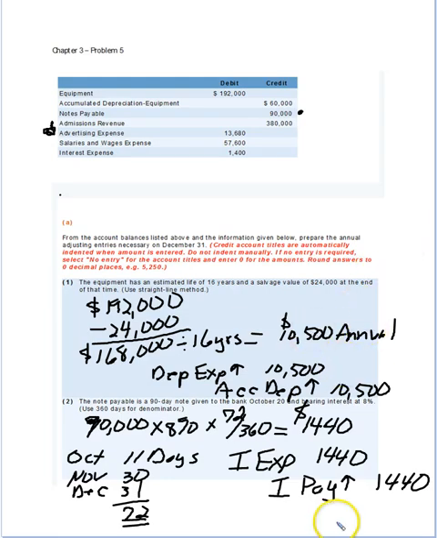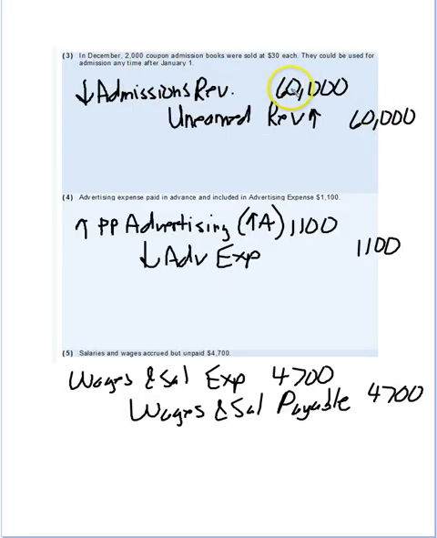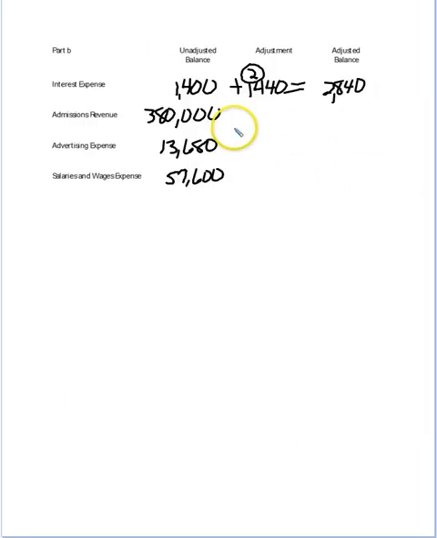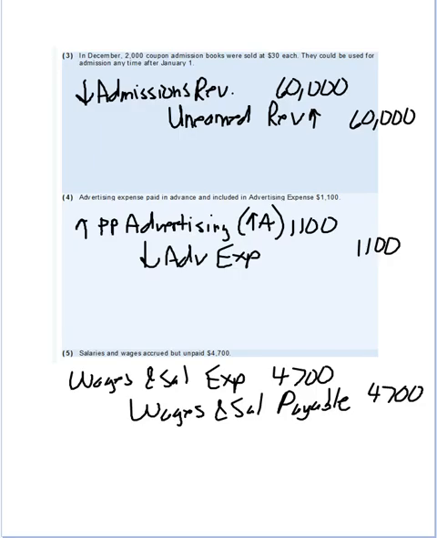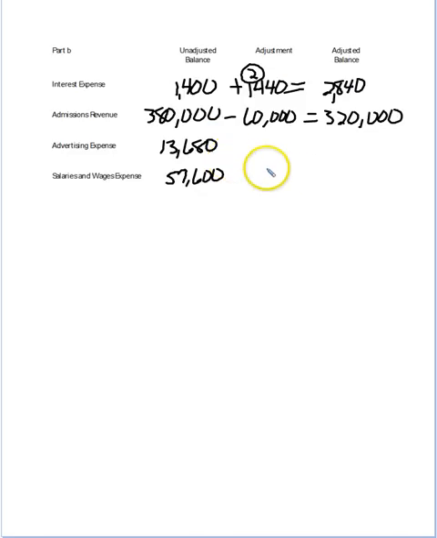Let's see, so for revenue, didn't have any there. But here we reduced admissions revenue $60,000 by a debit. So we had an adjusting entry to reduce this $60,000. And that ended up with $320,000 then as our adjusted balance. Advertising expense. Number 4, we reduced advertising expense $1,100 because we credited it.